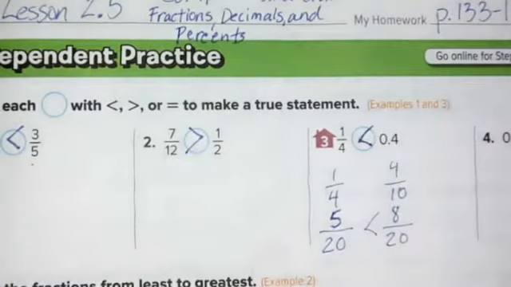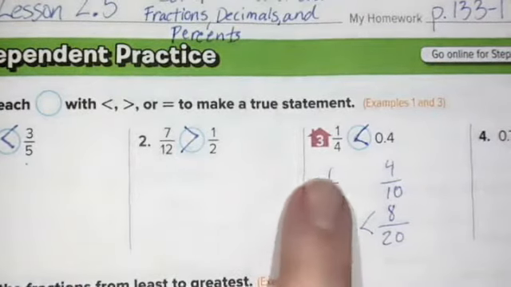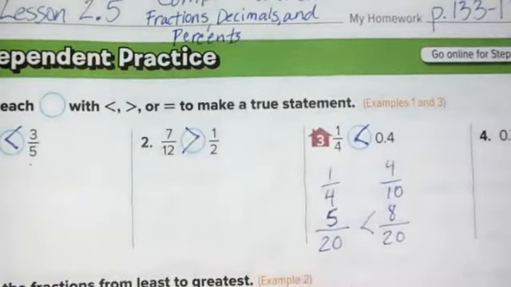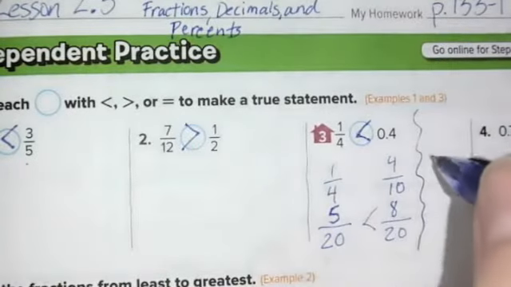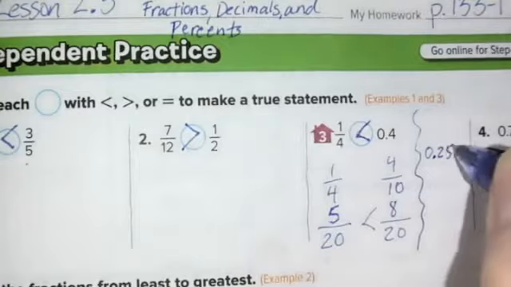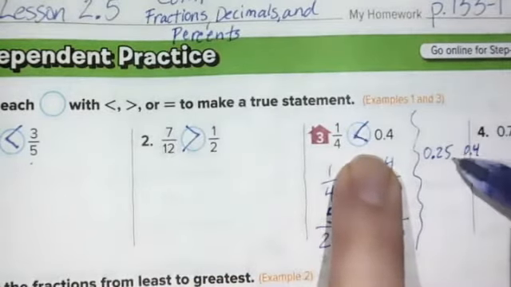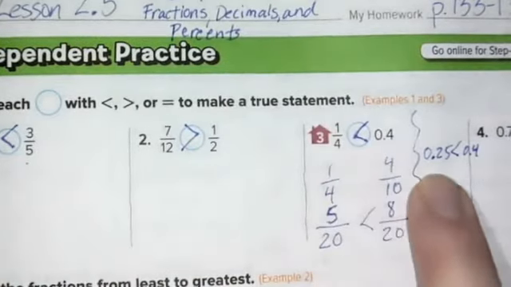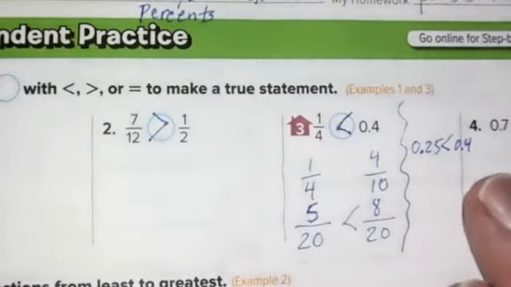Okay, alternatively, you could change them both to decimals. That's a great strategy also. So 1/4, and we know from money that 1/4 would be 25 cents. So if you change that, here's another way you could do it. This would be 0.25 is what than 0.4, 25 cents and 40 cents. So obviously 25 cents is smaller. So we would have, let me zoom in on that a little bit. 25 hundredths is less than 4/10.